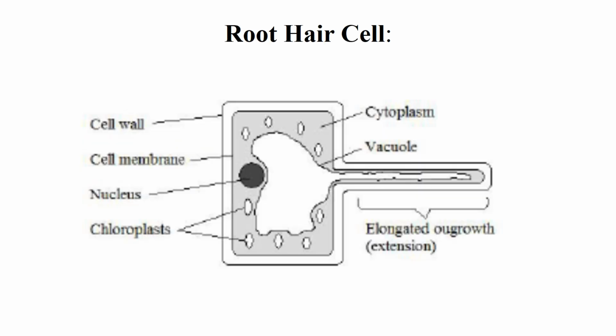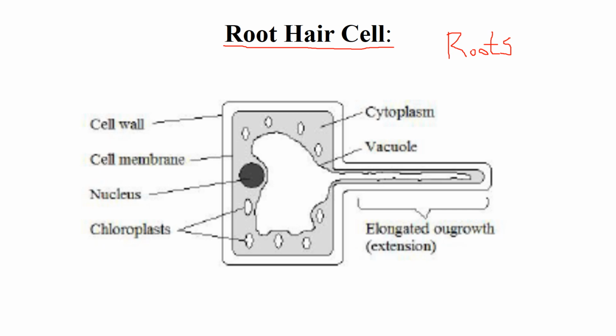So we also have what we call the root hair cell. Just from the word root, this cell is found in plants. Where exactly? In the roots. So this cell is found in plants, specifically in the roots. That's why it is called the root hair cell, because it is found in the roots.